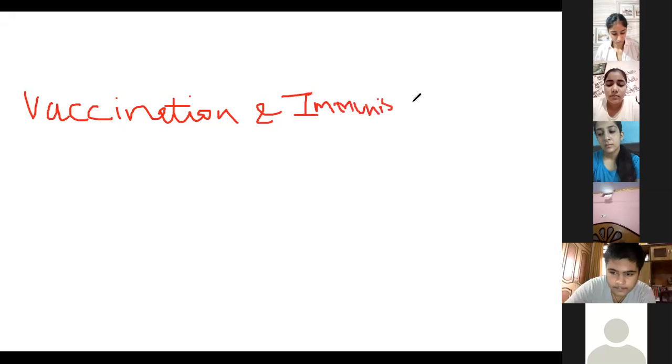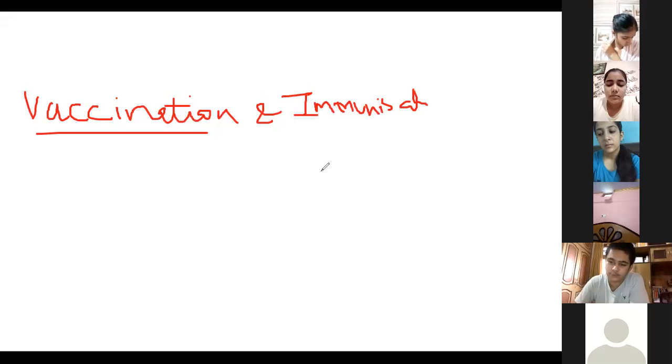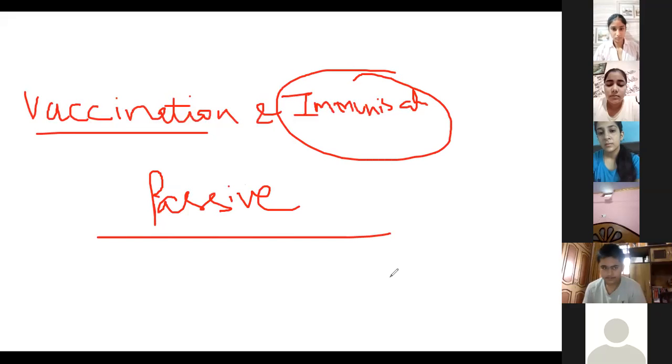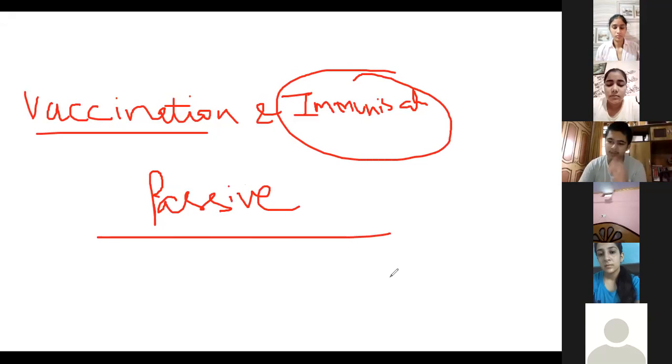Vaccination is giving a mild form of pathogen to the body to produce antibodies, but immunization is the actual production of antibodies when it is exposed to an antigen. Okay, so what is passive immunization? What is its meaning? Passive immunization. That we are giving antibodies directly. For example, we give antitoxin against tetanus. That is an example of passive immunization.